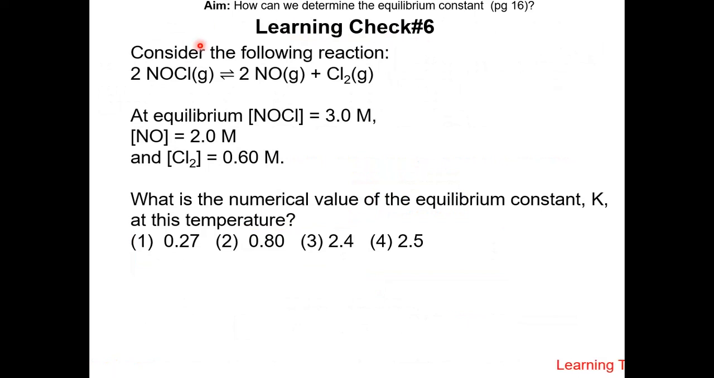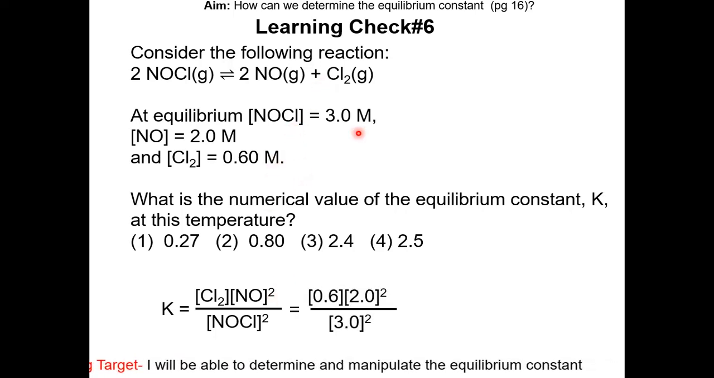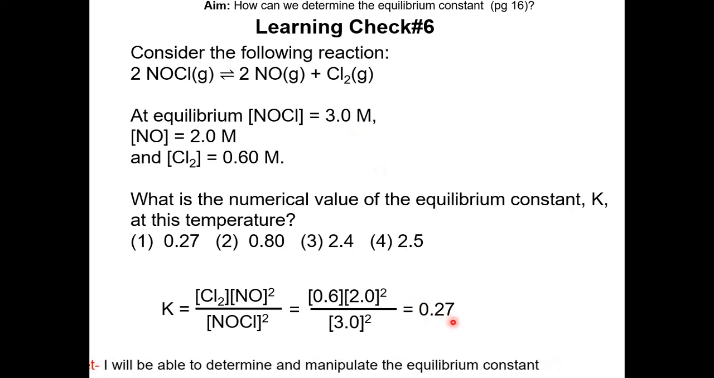Learning check number 6. Consider the following reaction. What is the numerical value of the equilibrium constant K at this temperature? Pause the video, resume completed. The first step is to write the equilibrium constant equation. That will be Cl2 times NO squared over NOCl squared. This is based off the chemical equation. The next step is to plug in the concentrations at equilibrium, and we get 0.27. So the answer is choice 1.